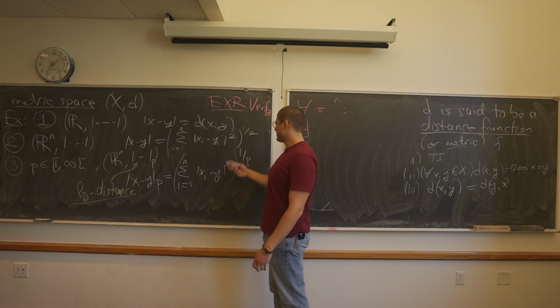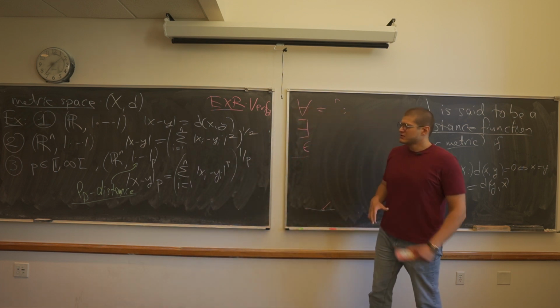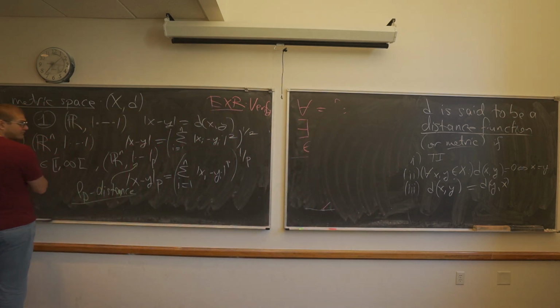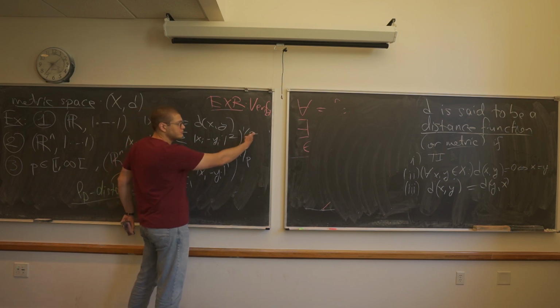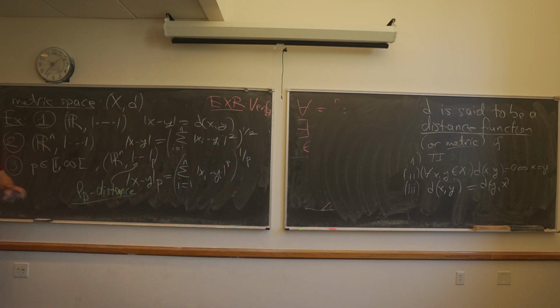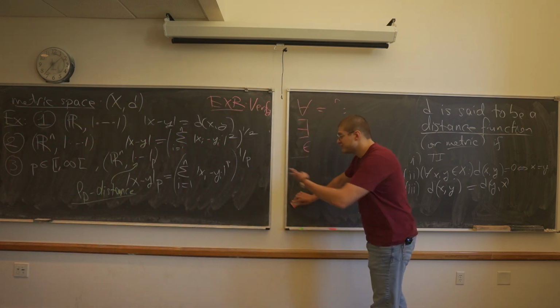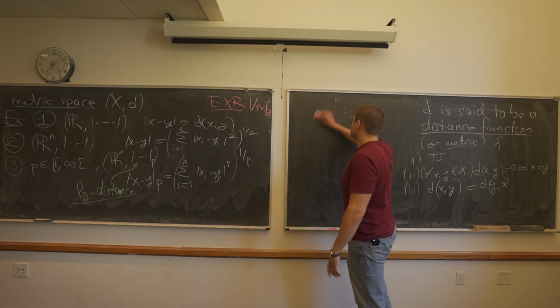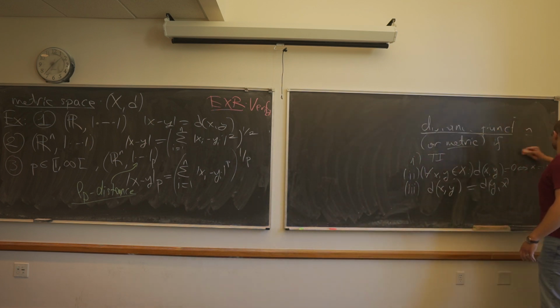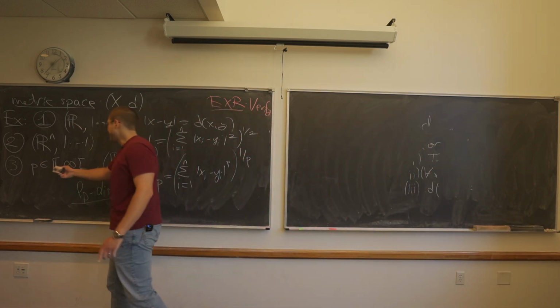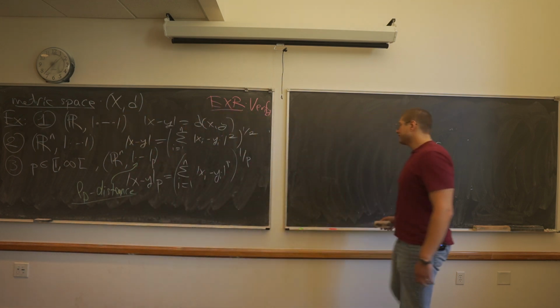Maybe I should mention also, because when I first saw this, I didn't quite understand why people would even look at this. It's like, why are you generalizing this? It turns out that metrics are about measuring things. And if you use a different number than 2, it emphasizes different properties. So it's about how spread out certain things are. I'm just going to leave it at that, but there's a reason why people look at this p.